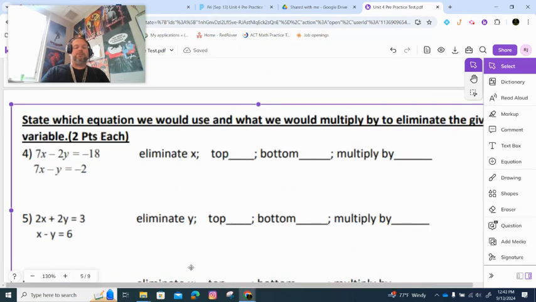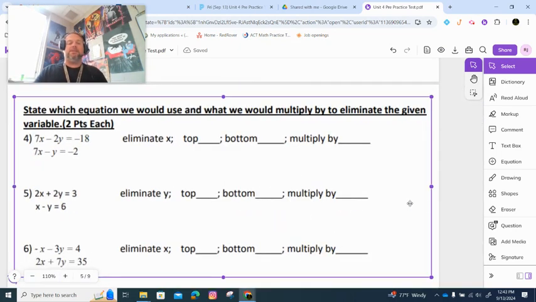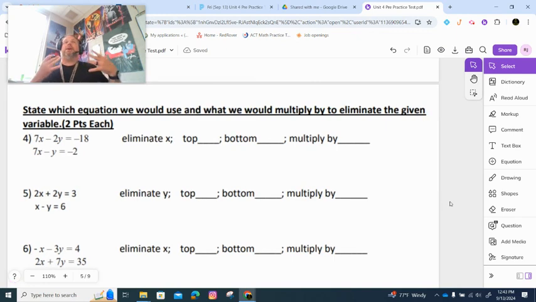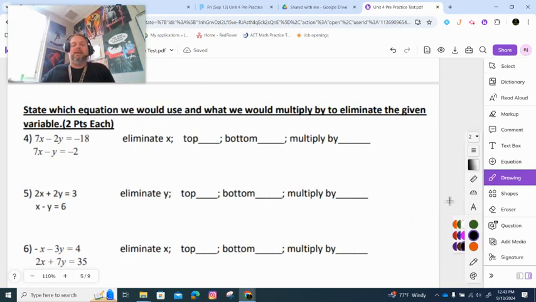Same directions as yesterday. If you actually read the directions, it made more sense. It's crazy. Okay, now it says state the equation that we would use and what we would multiply to eliminate the given variable. This is the part where both classes had the hardest time of seeing how you would use elimination if it wasn't automatically same terms, different signs.